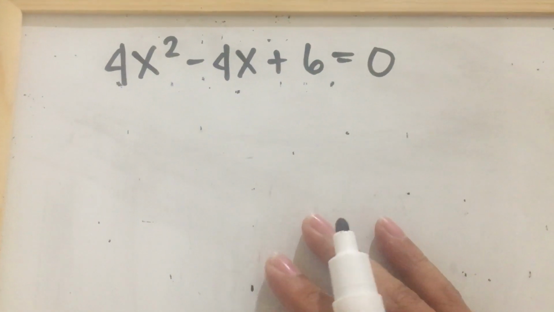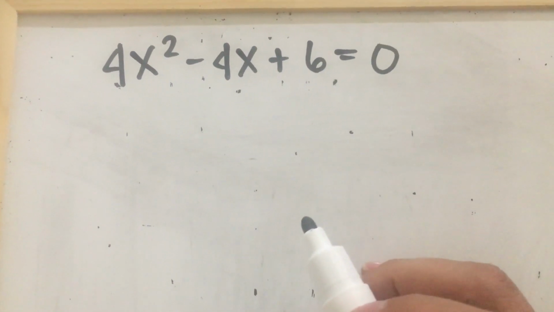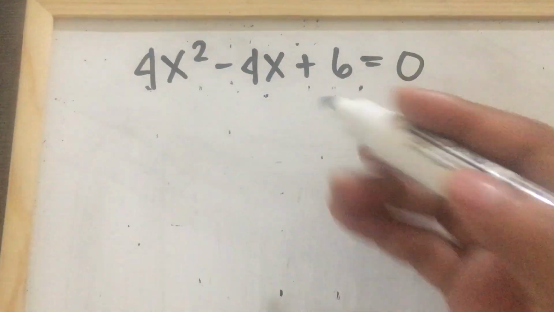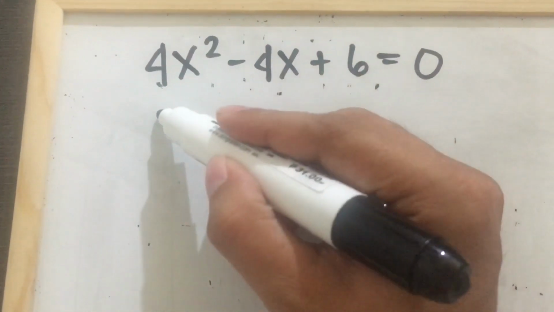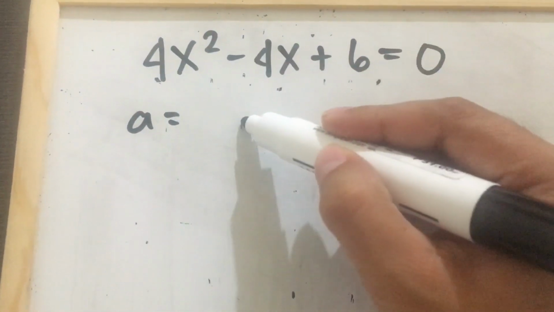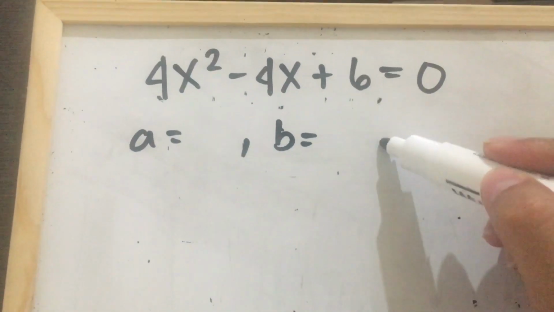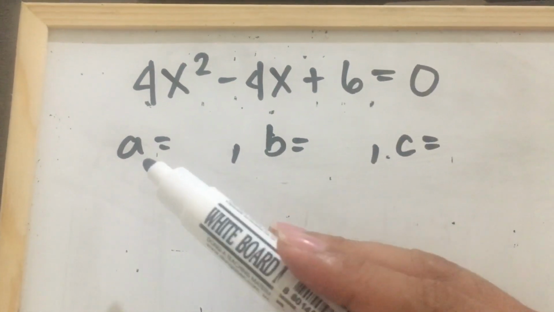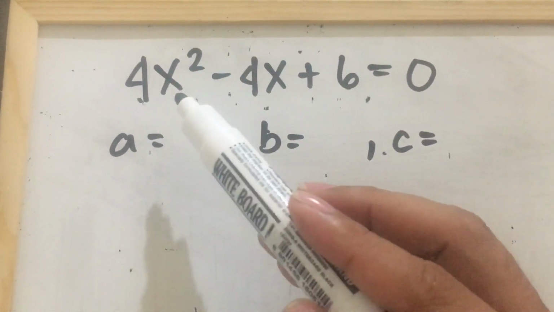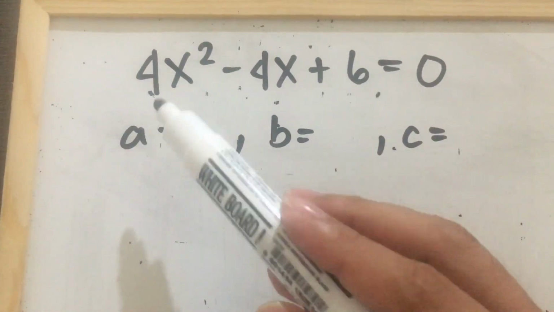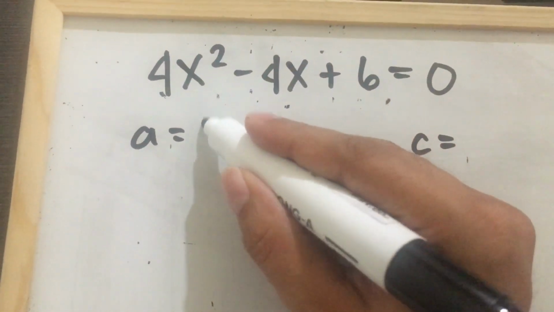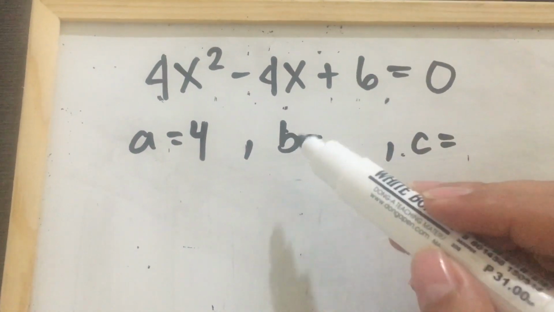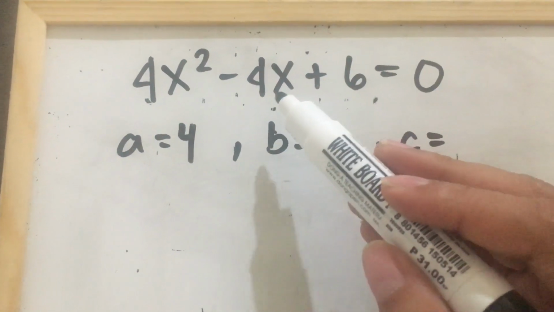Okay, so we are now back again in our discussion on finding the discriminant of a quadratic equation. Again, our first step is to look for the value of your a, your b, as well as the value of your c. Our a is the coefficient beside the variable x squared. Therefore, our a is 4. While our b is the coefficient or number beside the variable x.